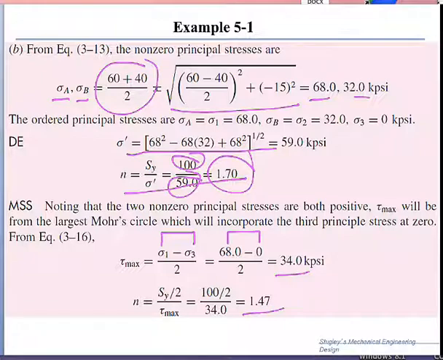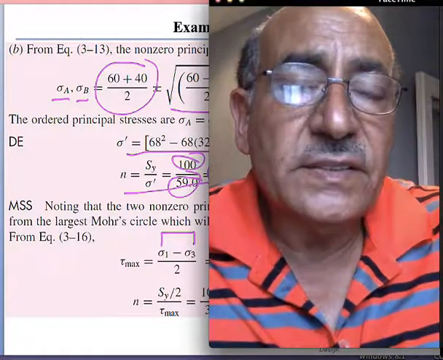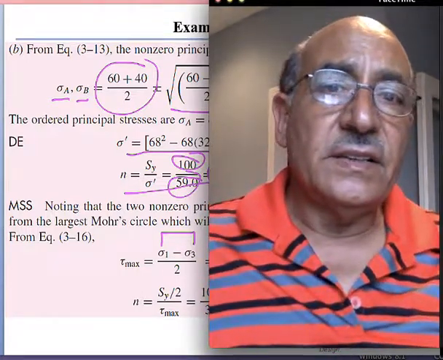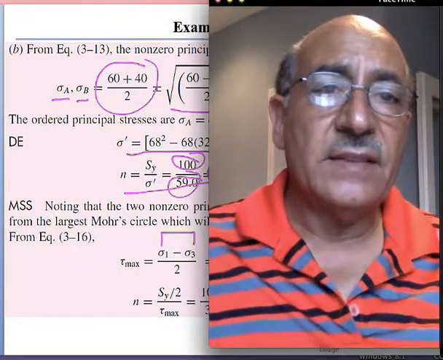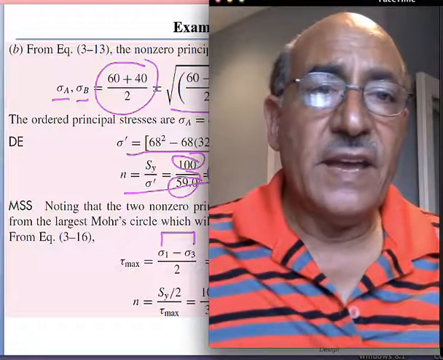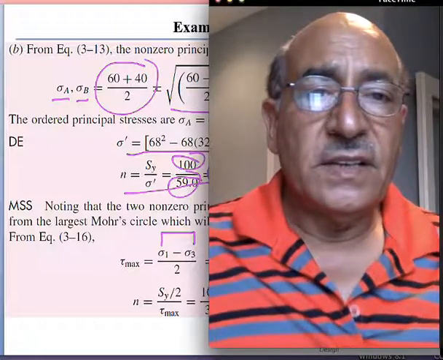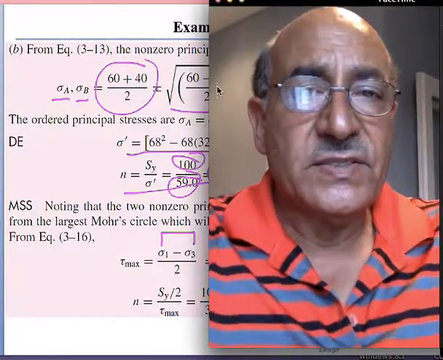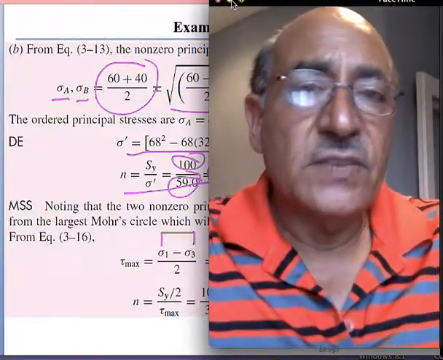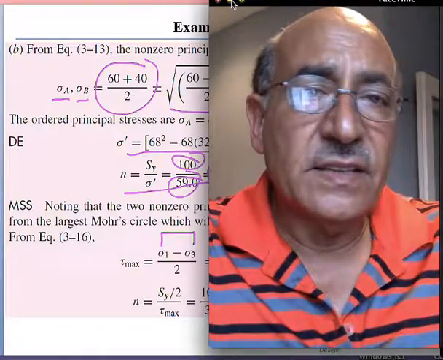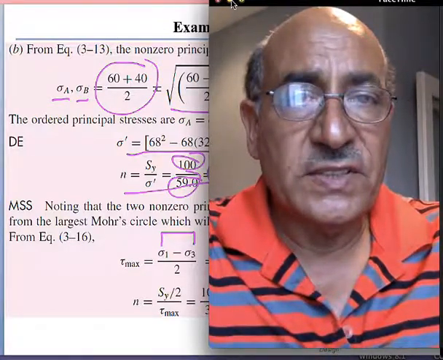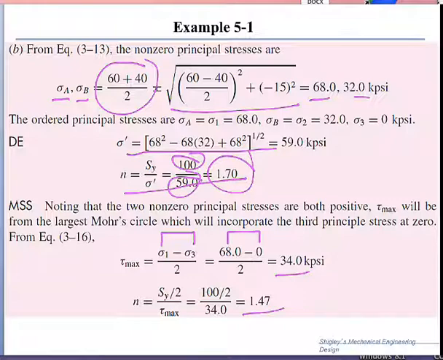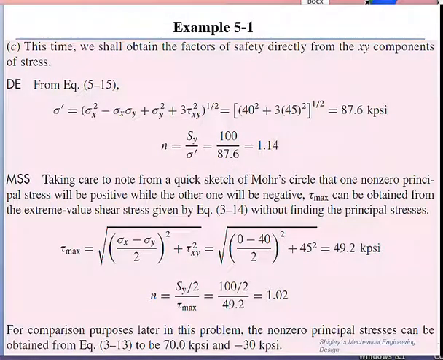So in this case, the von Mises yield criterion gave us a higher factor of safety than the case of maximum shear stress. So it just illustrates that when shear is in play, then the results can be dependent on which criterion you apply. So moving on to the next example, C.